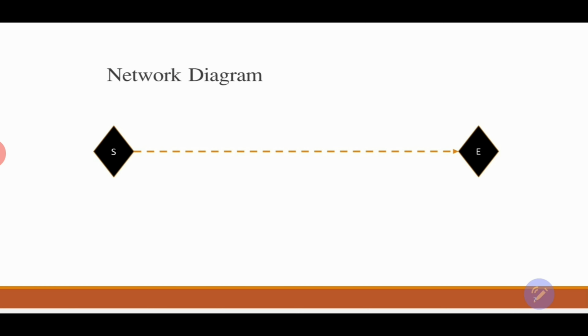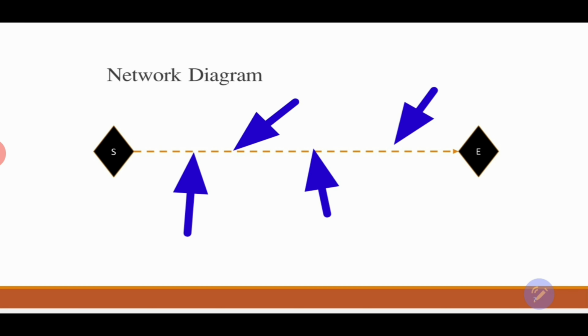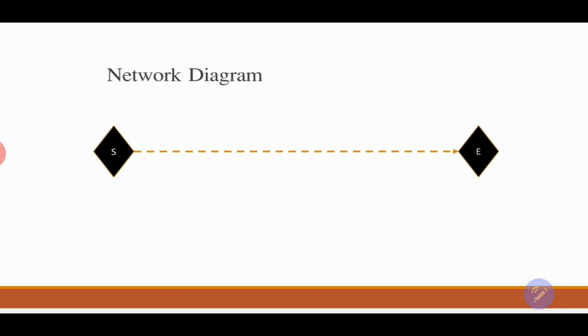All the other activities that we have in the project in order to complete the deliverables or complete the project will be between the S and the E, between the start and the end, between these 2 diamonds, which is the start diamond, which is a milestone, and the end diamond, which is another milestone, and all the other activities will be sequenced within the network diagram.